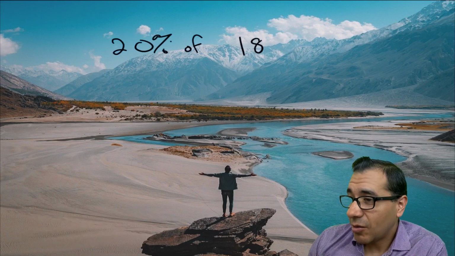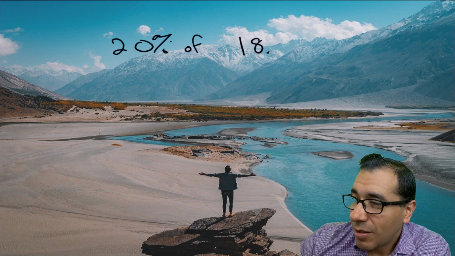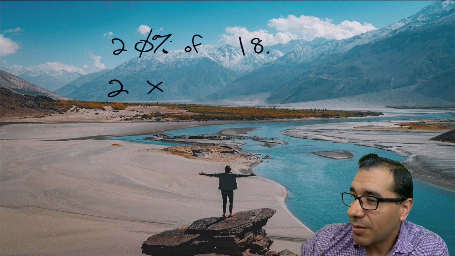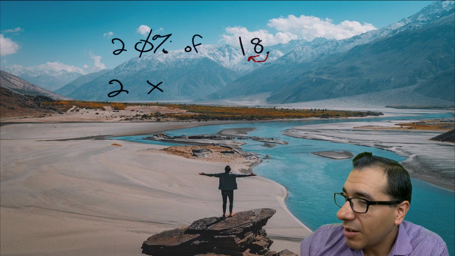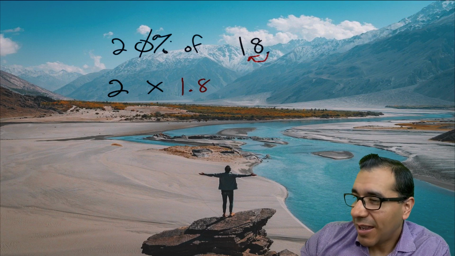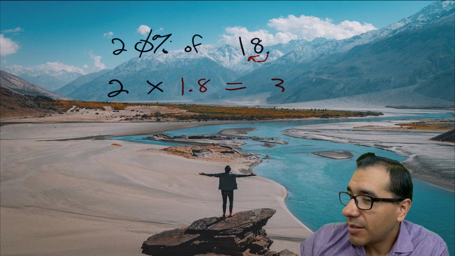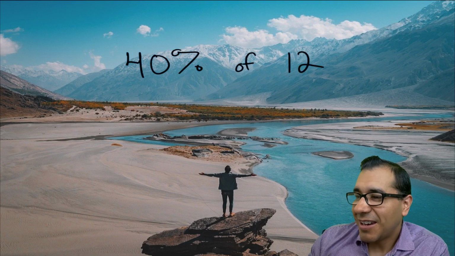20% of 18. Again, my decimal is at the end. So we're going to cancel one of those zeros. So we're left with 2 times this decimal that's at the end. We're going to move it one place to the left, giving 1.8. So 2 times 1.8. And if you don't like decimals, think of it this way: 2 times 18 is 36. And then we move that decimal one place to the left. So we end up with 3.6. All right. Again, let's get another practice in.